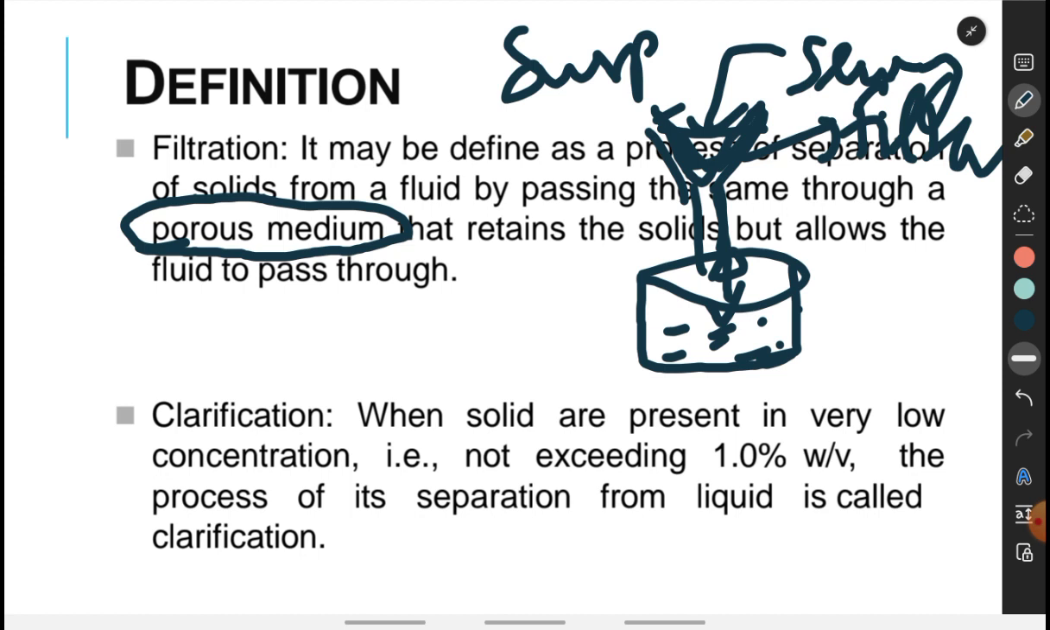So basically it is a separation of solid from a liquid by means of a porous medium that retains the solid and allows fluid to pass.